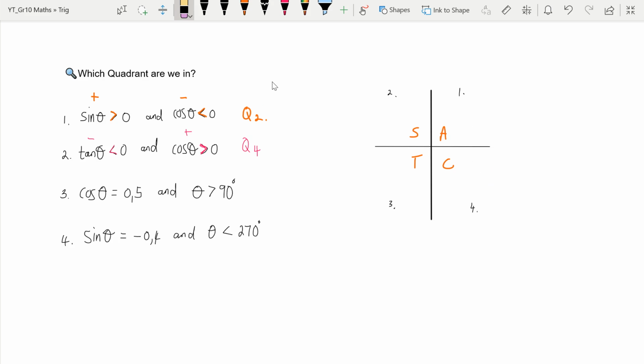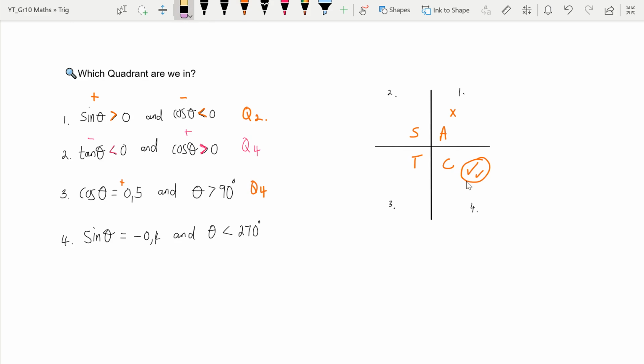Next one. Maybe pause and try and see if you can figure it out. It gives us that cos theta is equal to a half. Okay, it is positive because it's equal to positive a half. So cos is positive where? There and there. And theta must be bigger than 90 degrees. Well, this quadrant is not bigger than 90 degrees, it's less than. So it's that and that and that. So they overlap there. So we are in quadrant 4.